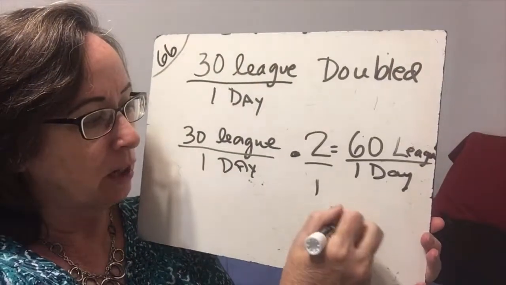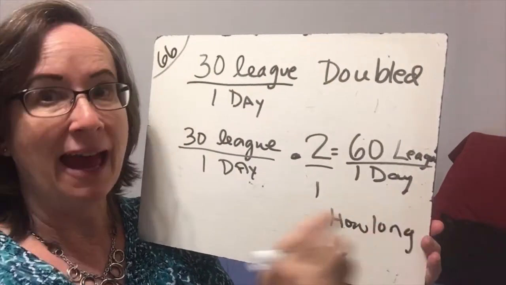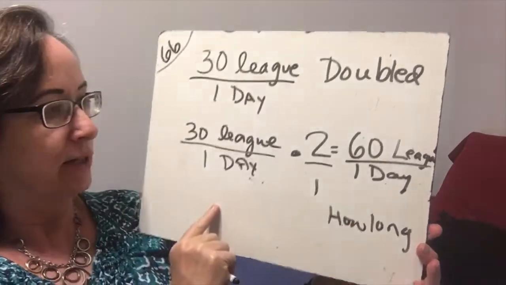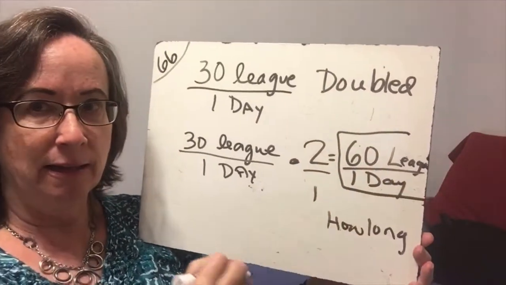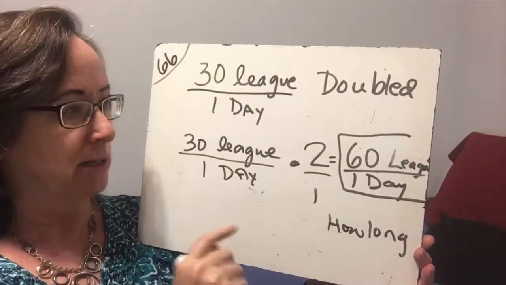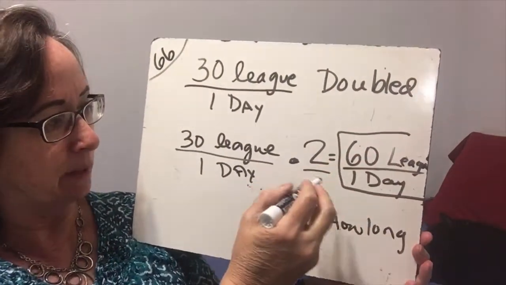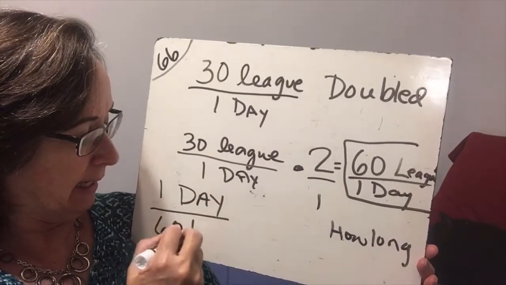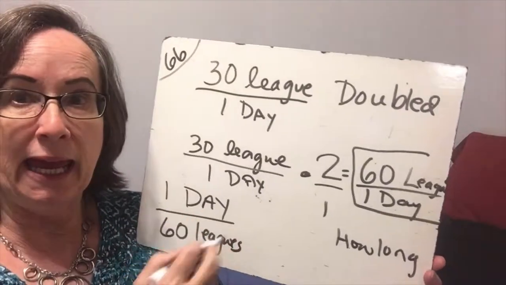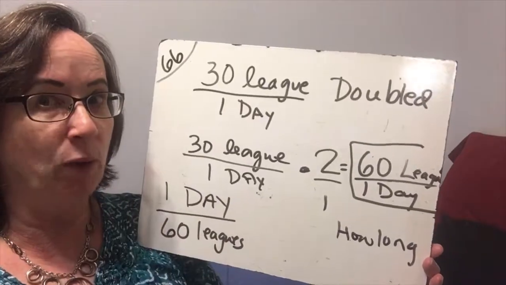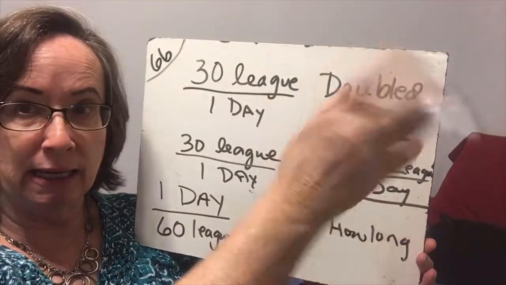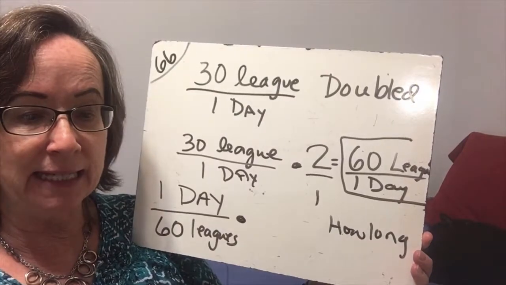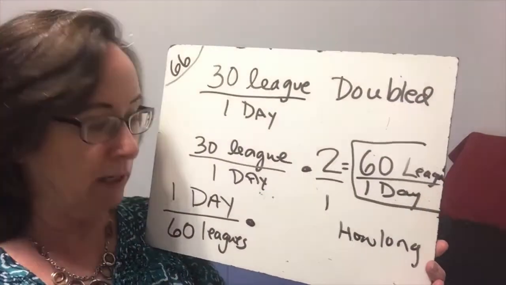So how long? Don't we want time out? So whatever we want coming out of the equation, we want it on top. So we have this nice rate, but we need now to have time on top. So instead of 60 leagues per 1 day, we're going to take, it takes him 1 day to go 60 leagues. So we can manipulate this rate however we want it to be. It is true whether it is right side up or upside down. And then we're going to multiply it by the distance he wants to go, which according to the problem was 300 leagues.